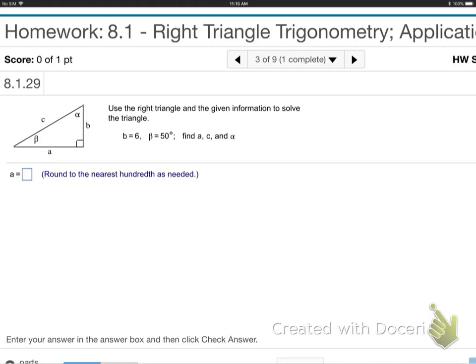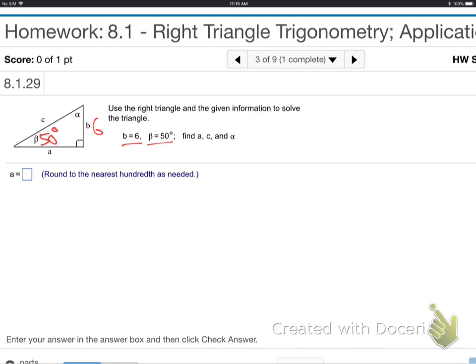Solve the triangle. They're saying solve the triangle. What do they mean, solve the triangle? They mean find all the sides and all the angles. All the sides and all the angles. So, how do we do it? Well, they're telling me already B is 6 and beta is 50 degrees.